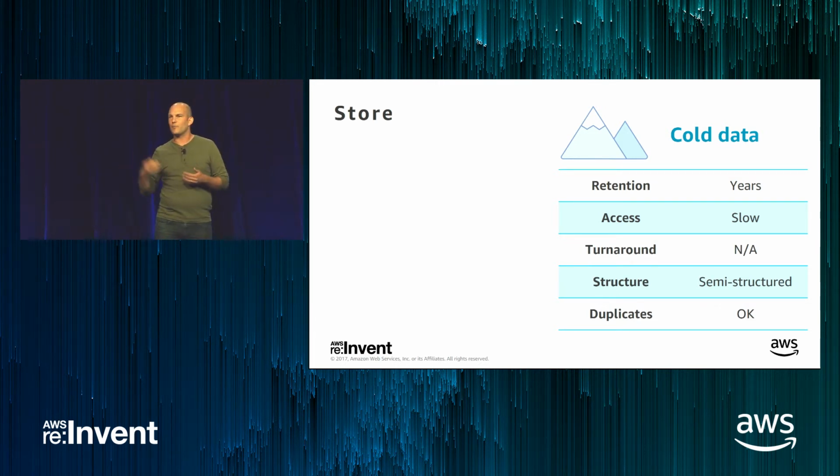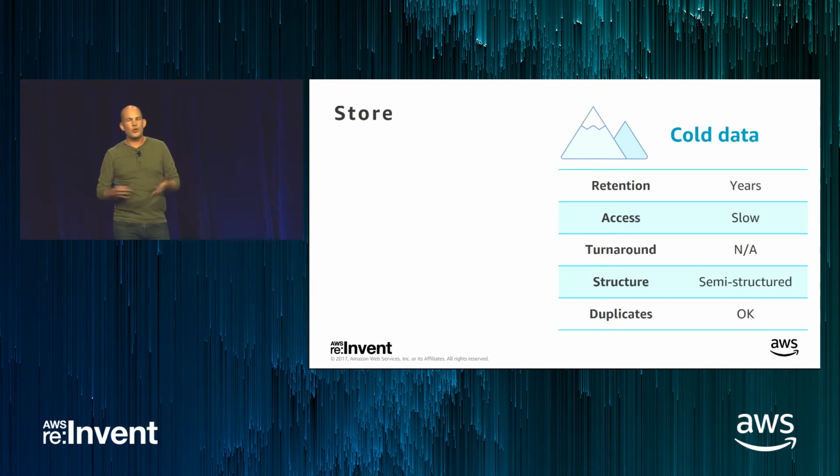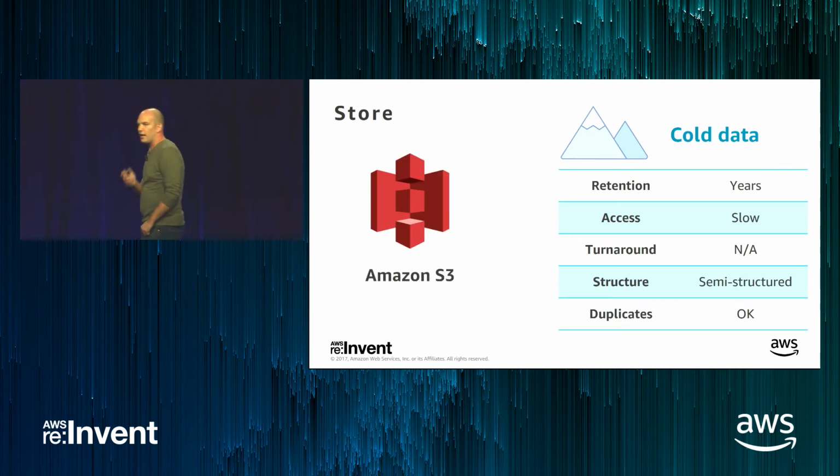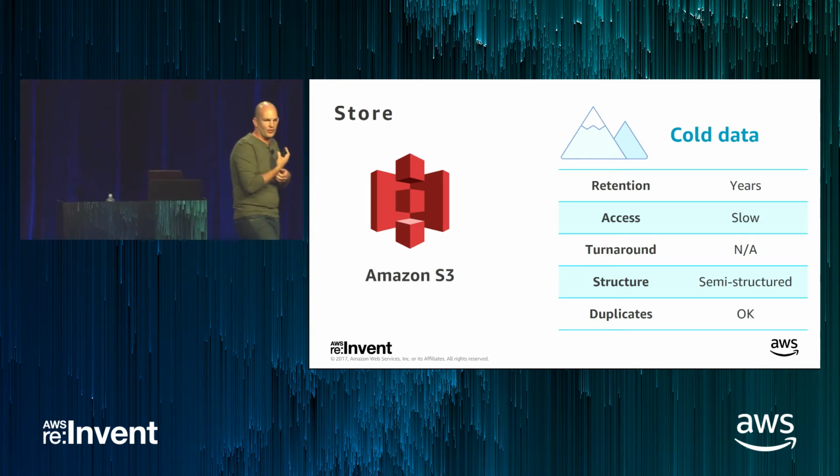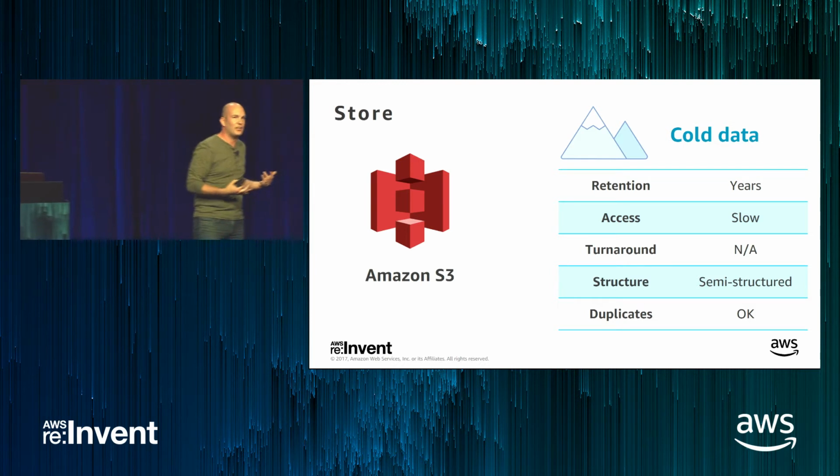And the turnaround time from the time it gets into the system till the time we get it back out, we don't really care. As long as it gets there eventually, we're good. It can be semi-structured, so if it wants to stay in its original JSON format, that's fine. And we don't care if there are duplicates. We'll talk more about duplicates later, but for this particular storage, it doesn't make a big difference. And so for us, the service that made the most sense for this, I'm sure you already guessed, was Amazon S3, which is a simple storage service, offers highly scalable, reliable, and low latency data storage.